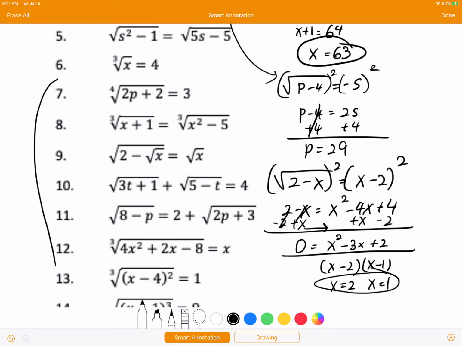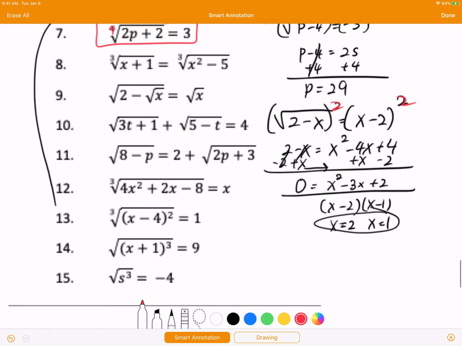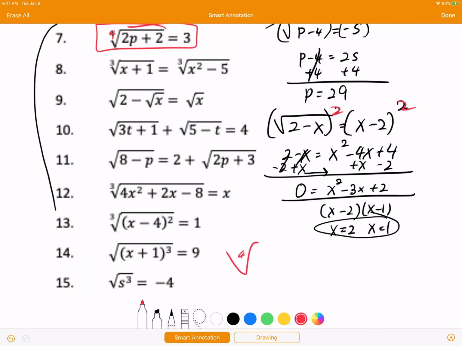For questions like these, for number 7, just remember that you might have a question like this on the test. You do not have a square root, so you don't square it, but you have what we call a fourth root. Okay? So let me rewrite that question. Fourth root of 2p plus 2 is equal to 3.